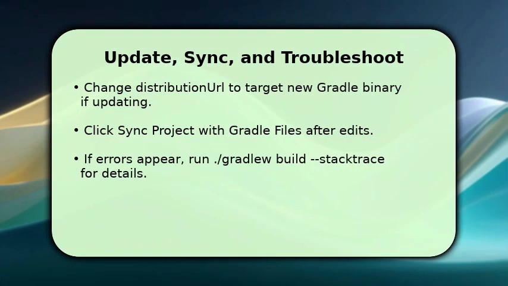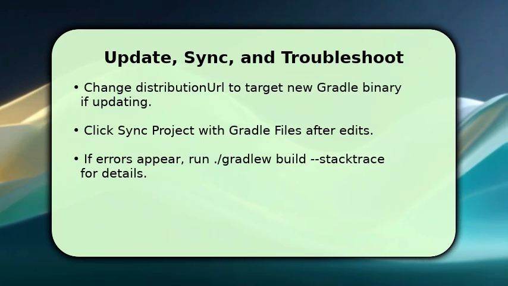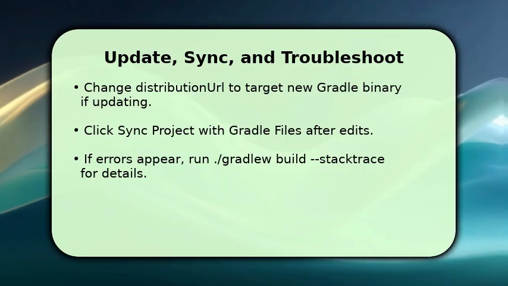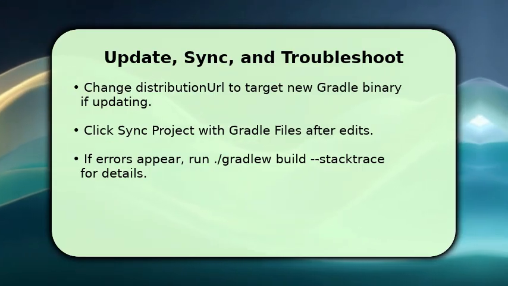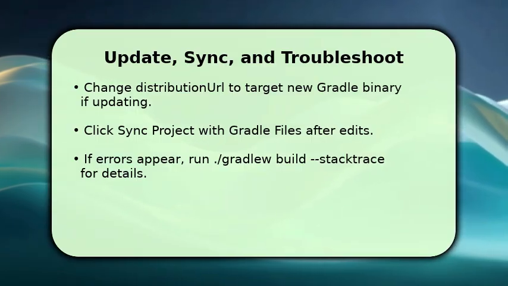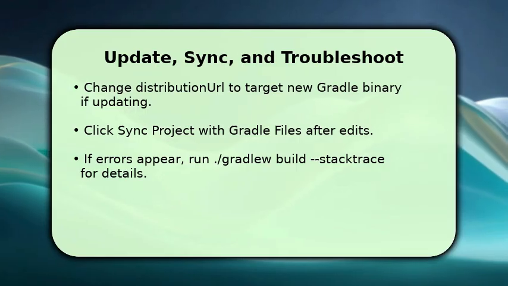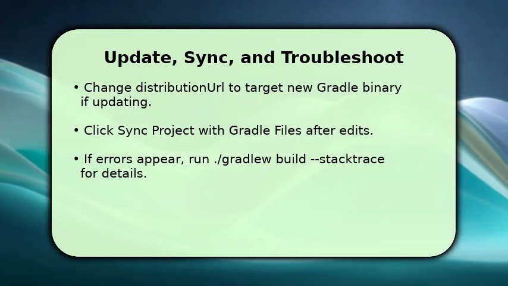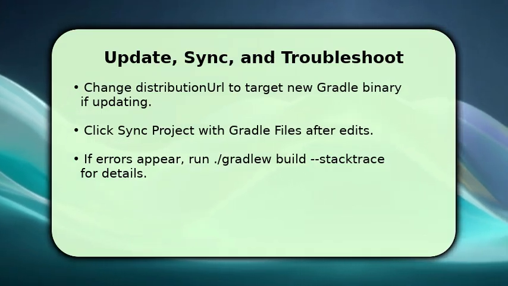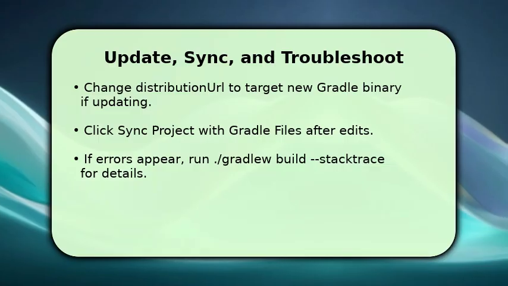To finalize, update distributionUrl in gradle-wrapper.properties if you need a different Gradle version. Change only the version segment and save. Once done, click Sync Project with Gradle Files in Android Studio so the IDE fetches the correct wrapper and rebuilds indices. If something fails, run ./gradlew build --stacktrace or ./gradlew --version in the terminal to get detailed errors.